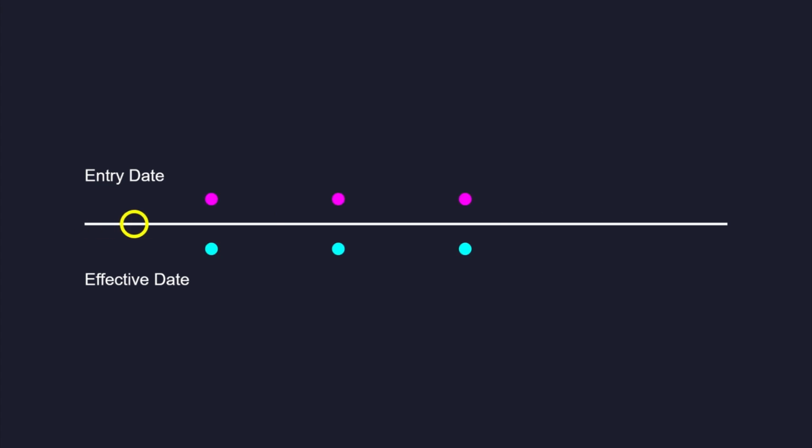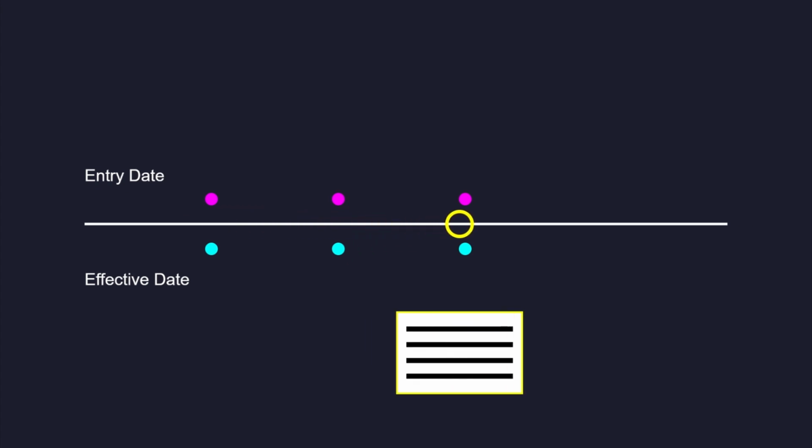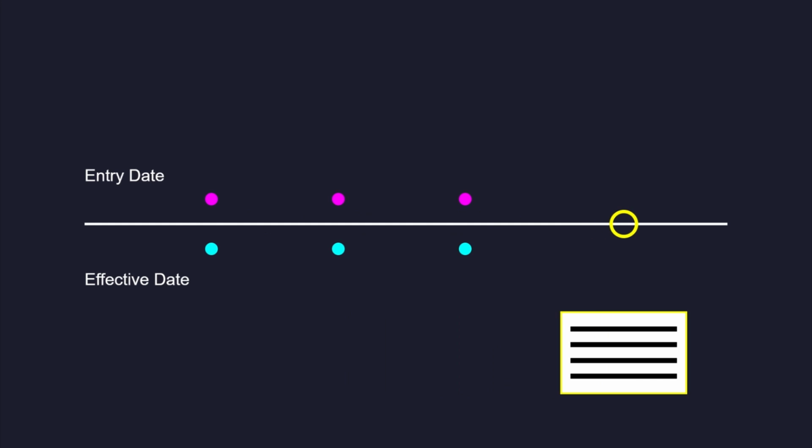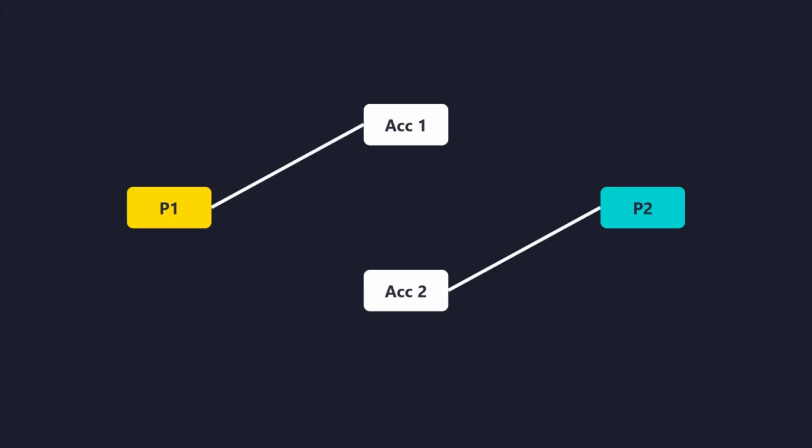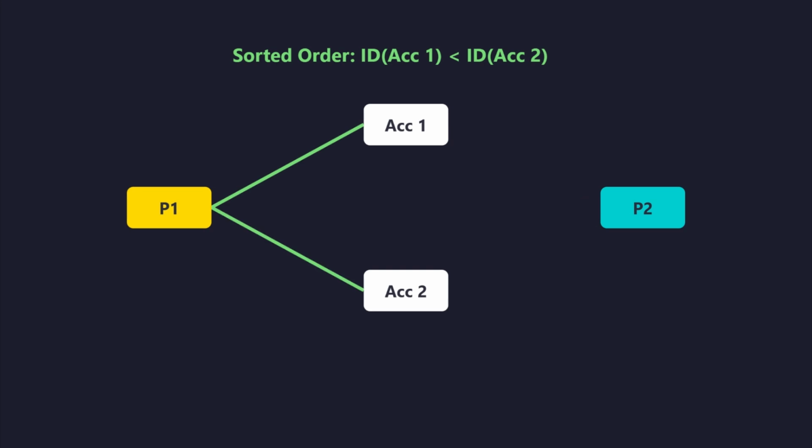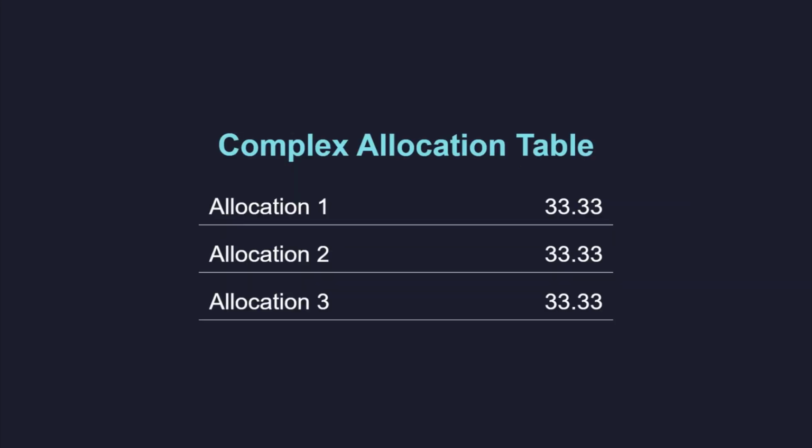Architect your reporting queries to use effective dates rather than entry dates to allow the system to generate financial statements exactly as they appeared on any specific day in the historical record. To prevent deadlocks, always sort account identifiers in a consistent ascending order before acquiring locks during a transaction to ensure that concurrent processes do not wait on each other in a circular chain.